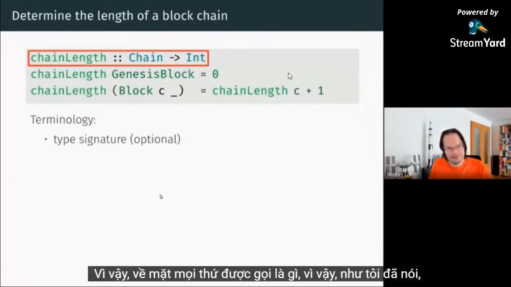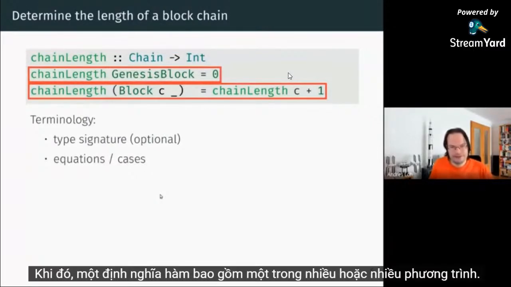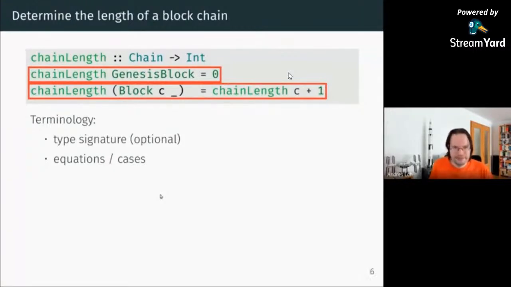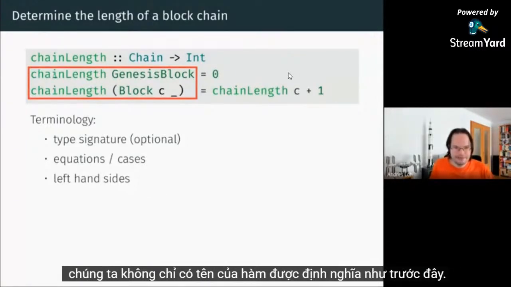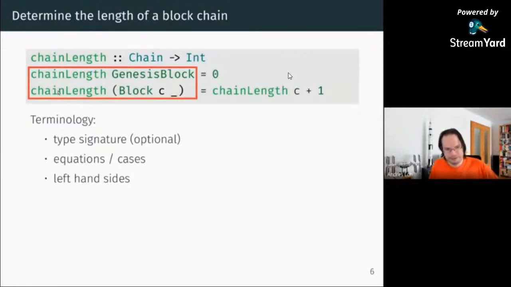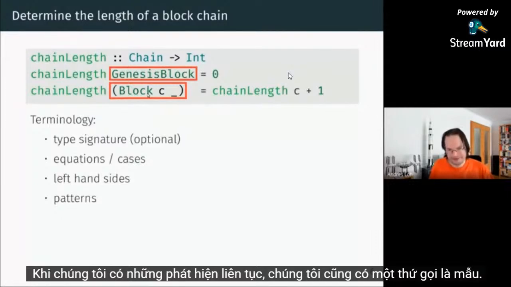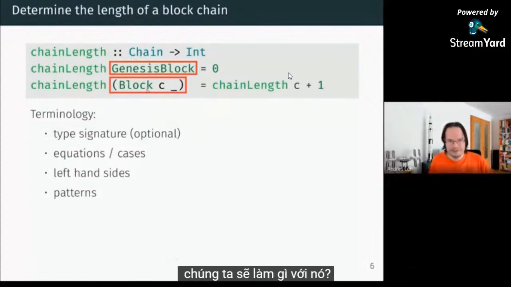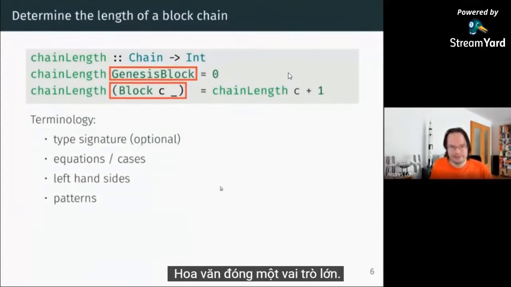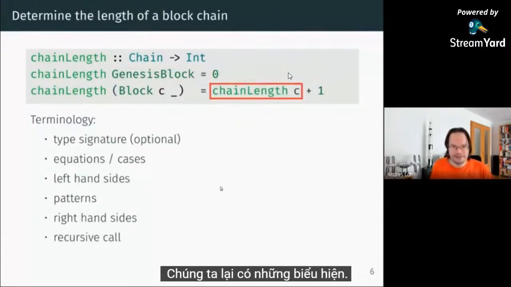Again, in terms of what everything's called, this is, as I said already, an optional type signature. Then a function definition consists of one or more equations. Sometimes this is also called cases. And again, we have left-hand sides, but now on the left-hand sides, we have not just the name of the function being defined as before when we had our constant bindings, but we also have something that is called patterns. The patterns are saying, depending on what this chain is, what are we going to do with it? Patterns play a big role. We're going to look at them in more detail. And then on the right-hand side, we again have expressions.